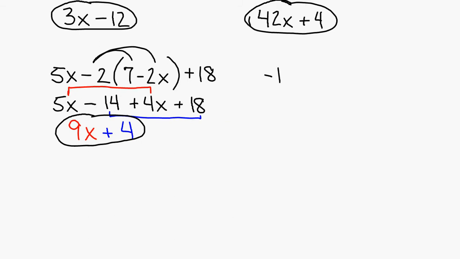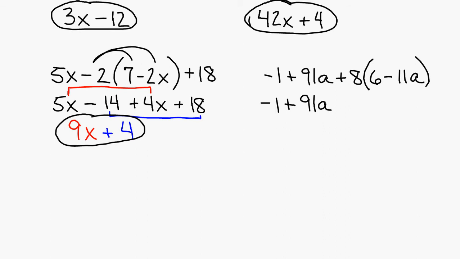Negative 1 plus 91a plus 8 times (6 minus 11a). The only thing you're going to do in the first step is the distributive property. So you've got a negative 1 plus a 91a. And then you're going to take this positive 8 times 6, and that's positive 48. And then the positive 8 times the negative 11a, and that is going to be negative 88a.